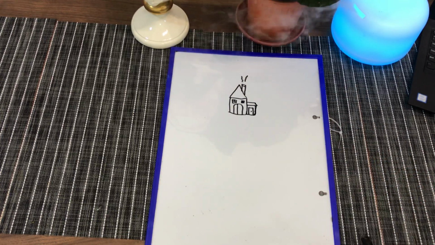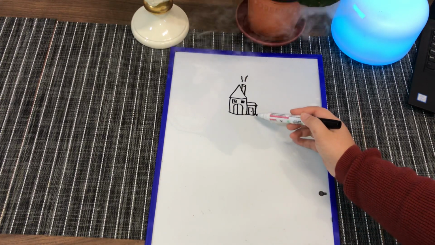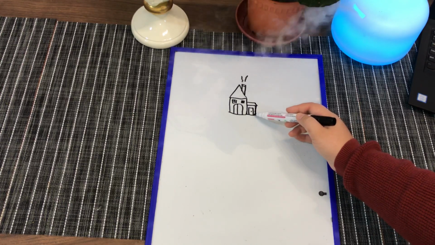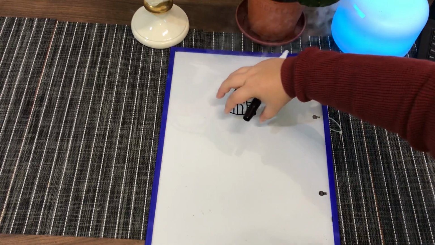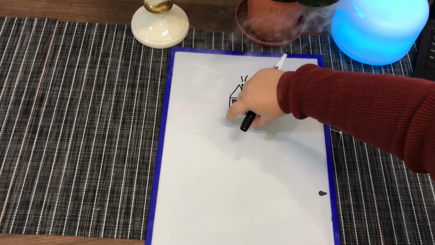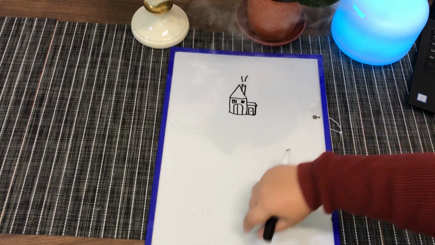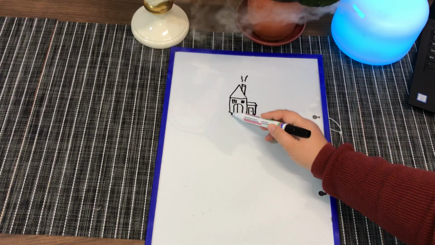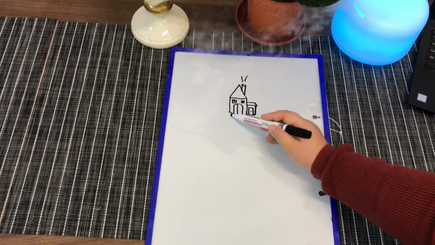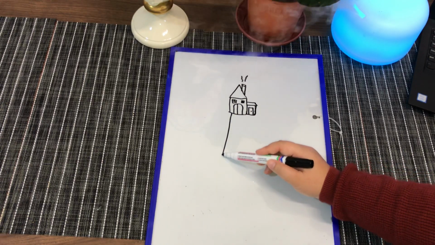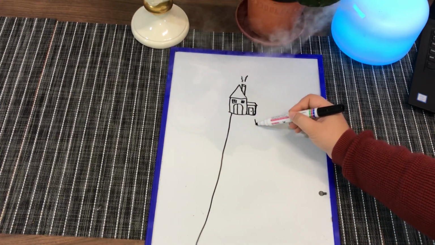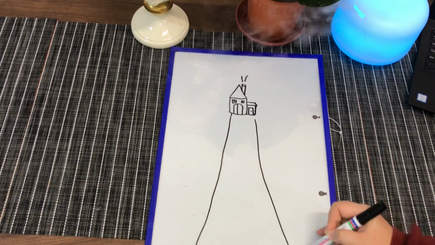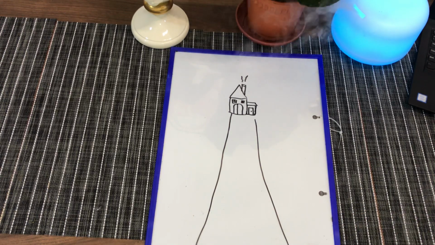Now the next thing you need to draw is the road leading to the house on top of the hill. When you are drawing the road, you have to make sure that the road is small, and as it goes towards you, it gets bigger and bigger. For example, draw it towards you and it gets bigger and bigger.